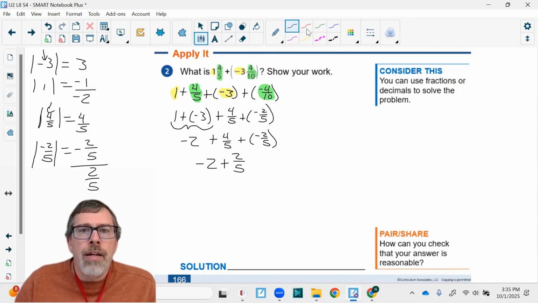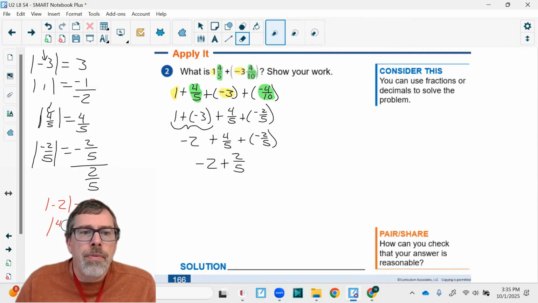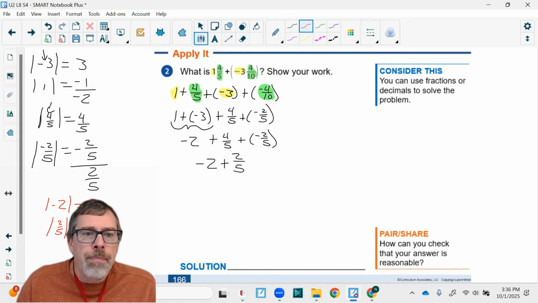And one last time, the absolute value of -2 is 2. The absolute value of 2/5 is 2/5. The signs are different, so we subtract. And here I need to make an adjustment. Let me just erase it and move it over. I'm going to move 2/5 over a little bit so it's not under the 2. I want it over here.